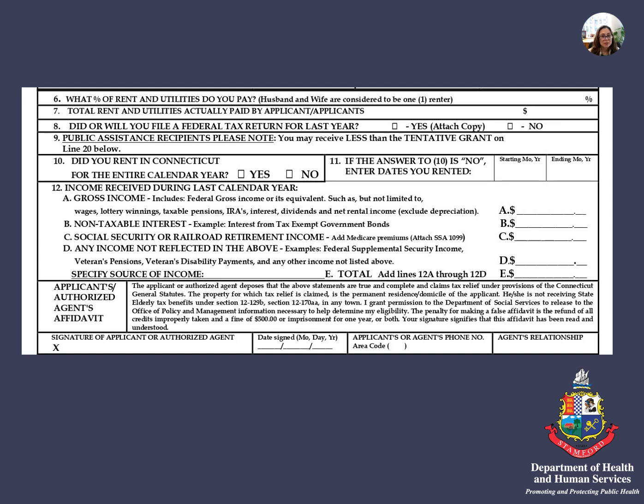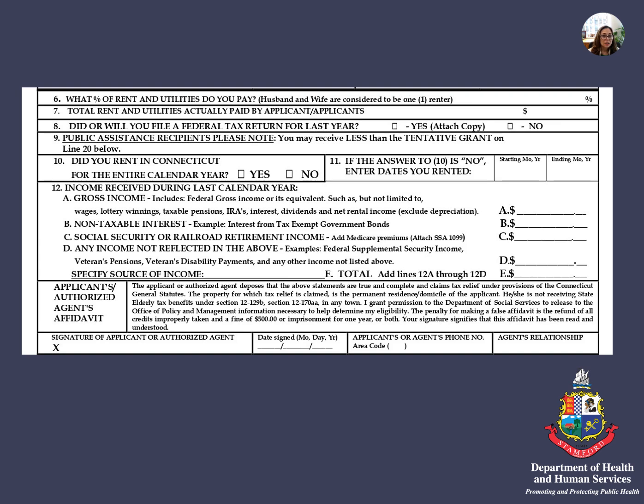A, gross income. This is your total amount from all sources such as wages, lottery winnings, or taxable pension. B, non-taxable interest. This includes any tax-exempt government bonds. C, Social Security or railroad retirement. Don't forget to attach your SSA 1099 form. D, any other income. This can include things like SSI or veterans benefits.